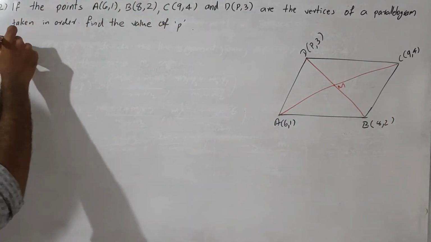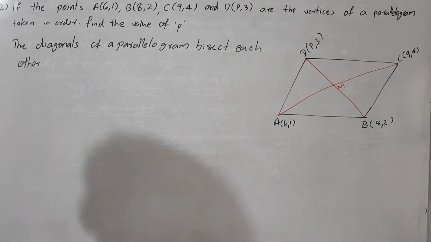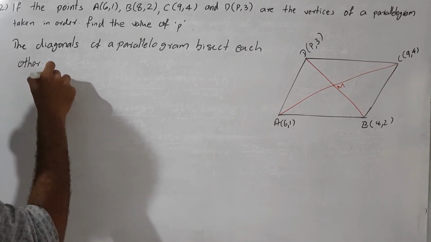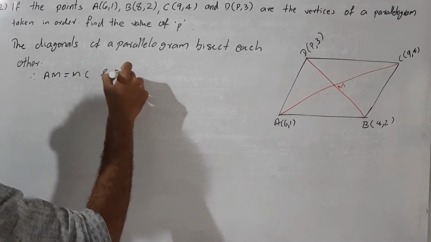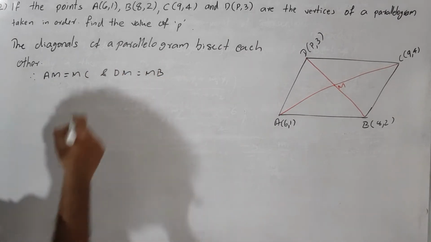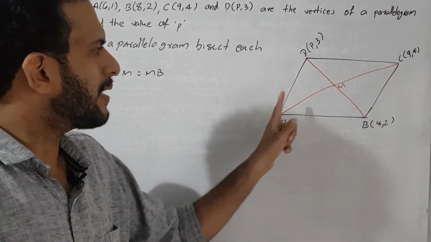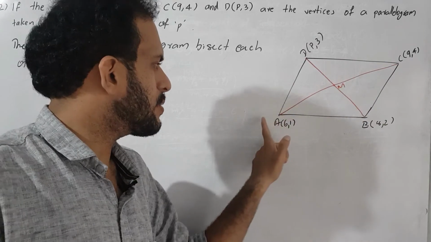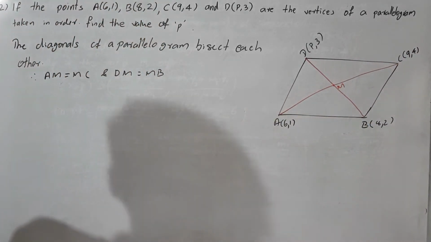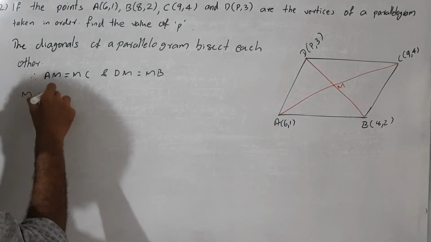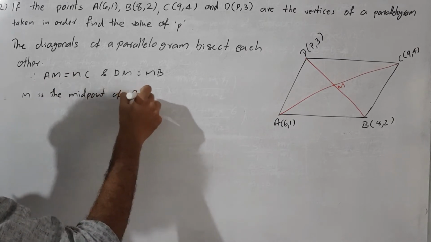Then the diagonals of a parallelogram bisect each other. Therefore, AM is equal to MC and DM is equal to MB. Okay, that means M is the midpoint of both diagonals. Okay, so first we find the coordinate of M by using the line segment AC, that is the diagonal AC. Then what is the equation? M is the midpoint of AC.